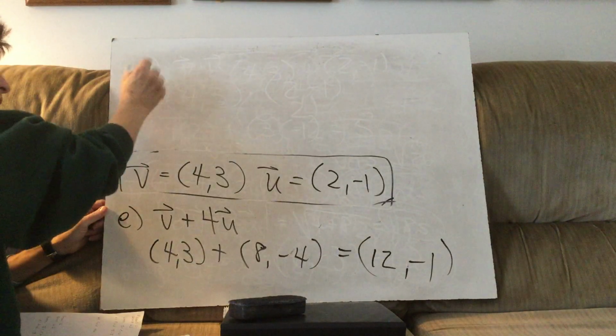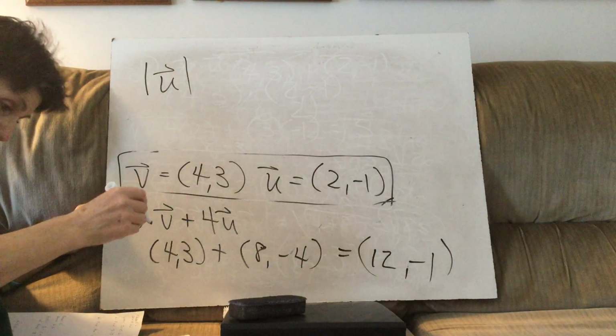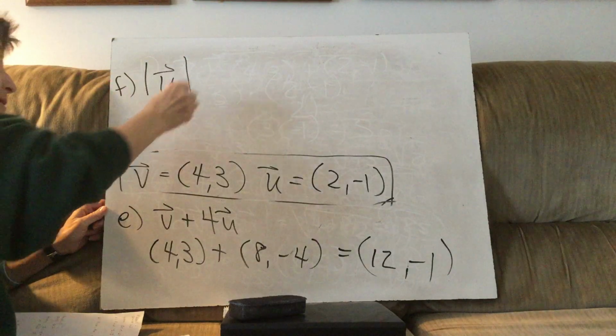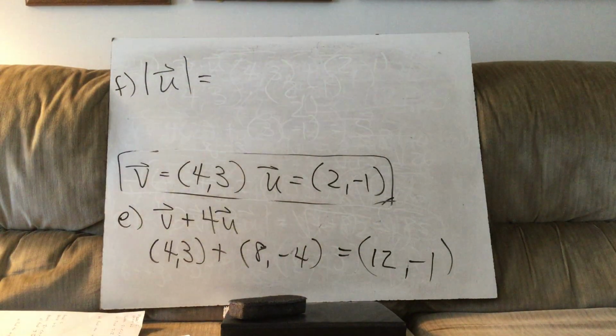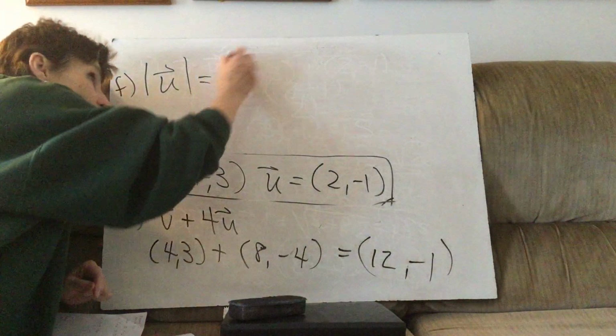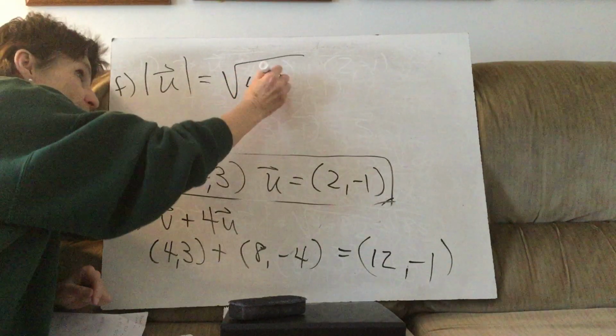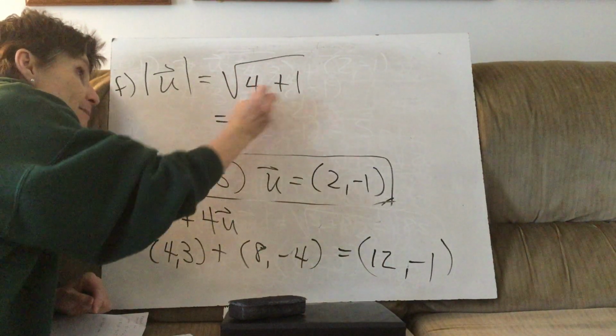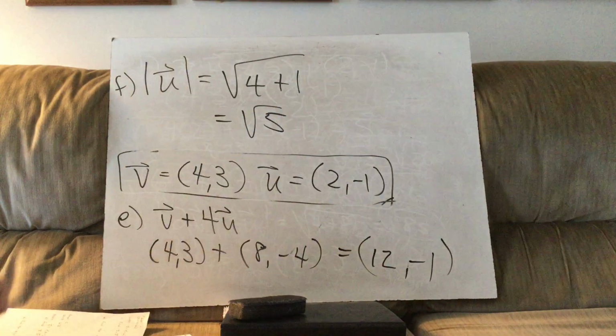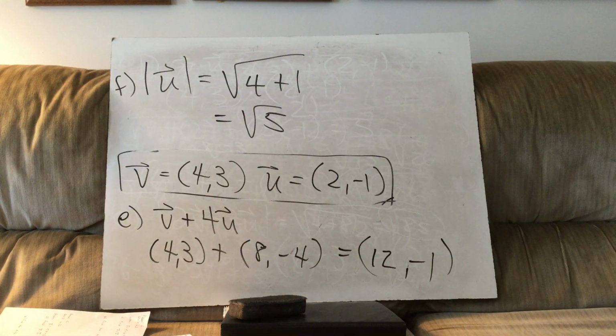And then the last one, this is question F. What is the magnitude? Remember, this means magnitude. What is the magnitude of u? Well, to find magnitude, we square the first one, square the second one, add them together, and take the square root. So the magnitude of vector u is simply the square root of 5.